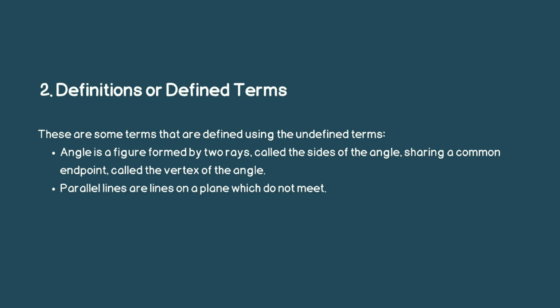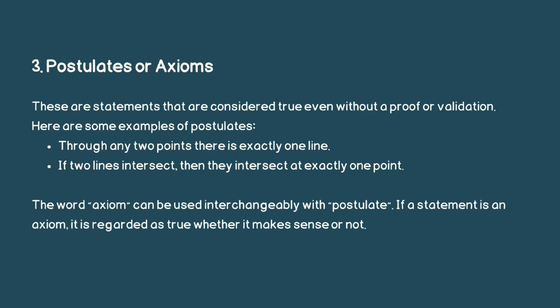Another component of the mathematical system is postulates or axioms. These are statements that are considered true even without a proof or validation. Here are some examples of postulates. First one is, through any 2 points there is exactly one line. Second one is, if two lines intersect, then they intersect at exactly 1 point.